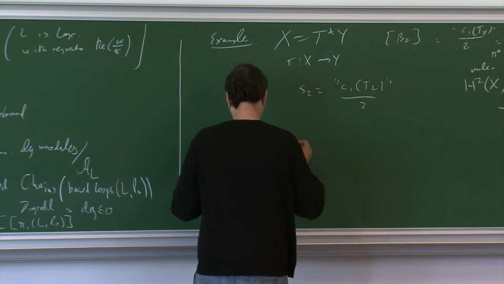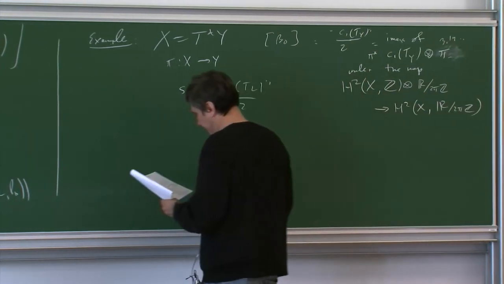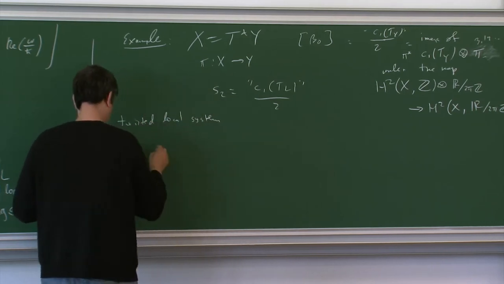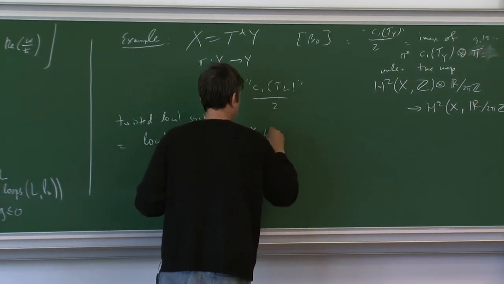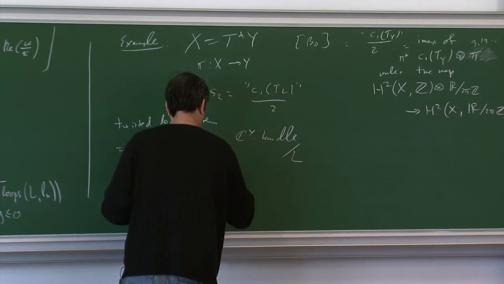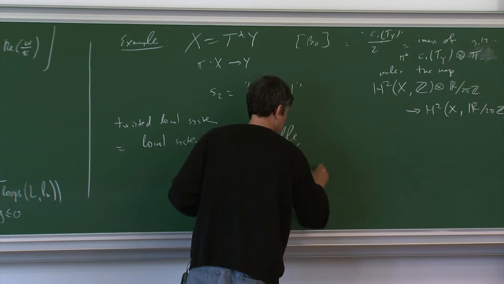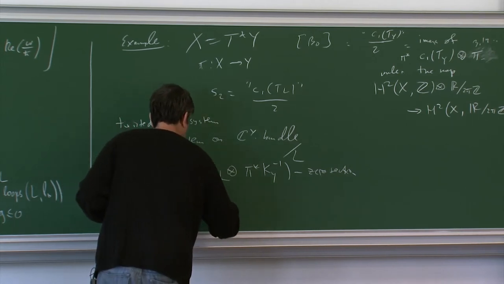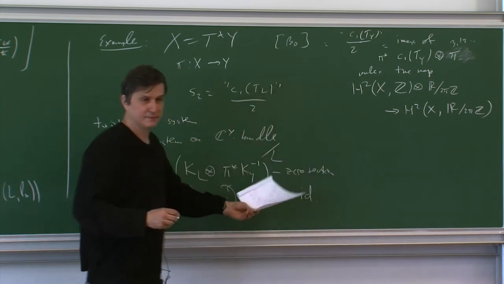And then what we conclude is that this twisted local system for cocycles given by the image of this map is the same as a local system on the total space of the C star bundle over L, which is equal to the canonical bundle times the pullback of Y minus the zero section, whose monodromy, whose holonomy along the fiber C star is equal to minus identity. Yeah, that's an elementary description.